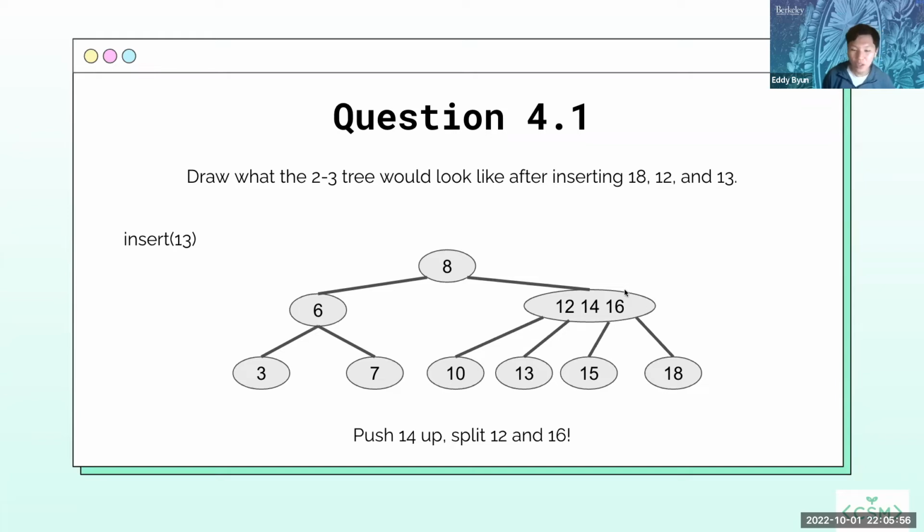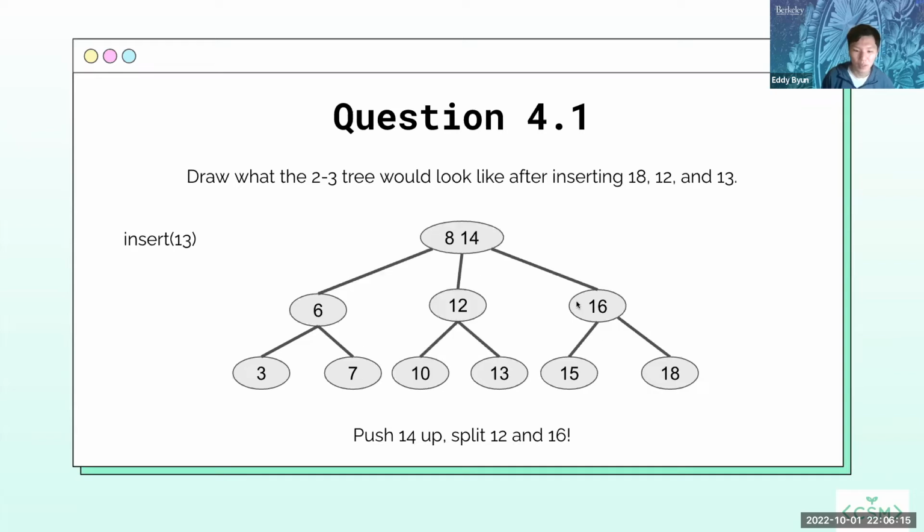But again, we notice that we've created a node with 3 elements in it. So we have to push the middle element, in this case 14, up, and then split 12 and 16 into separate nodes. So we push 14 up so that the root node can now say 8 and 14. And then we split 12 into its own node and 16 into its own node. And there we have it. This is the resulting tree after we insert 18, 12, and 13.